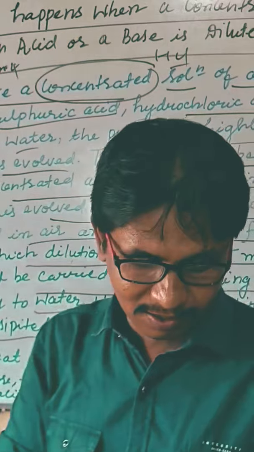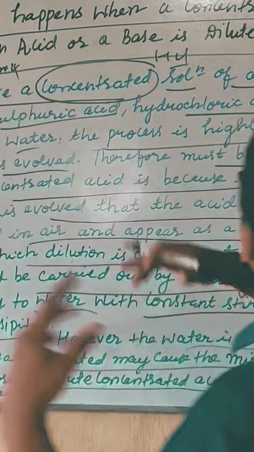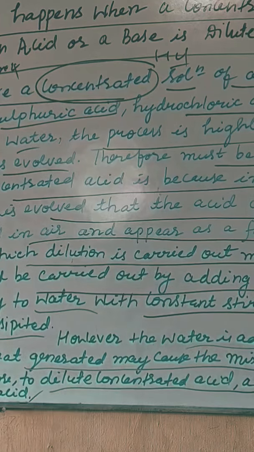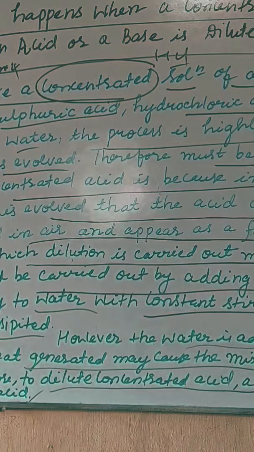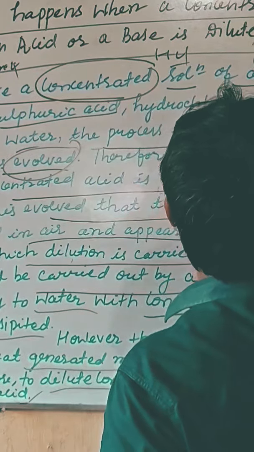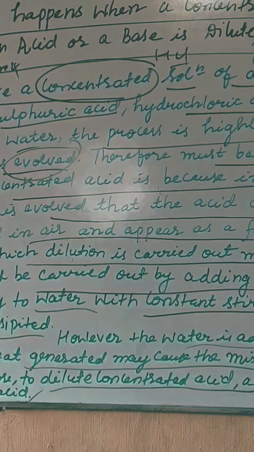The same is the case with a base also. Whenever a concentrated solution of an acid like H2SO4, HCl, or HNO3 is diluted with water, the process is highly exothermic. That is an exothermic reaction. A lot of heat is evolved, and the acid changes into its vapor, which spreads in air and appears as a fog and cracks the glass container.